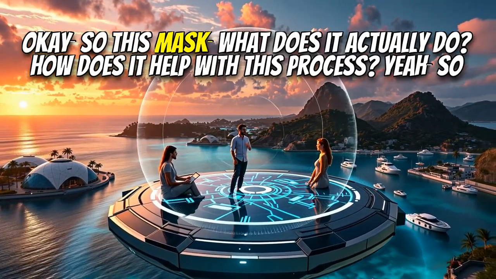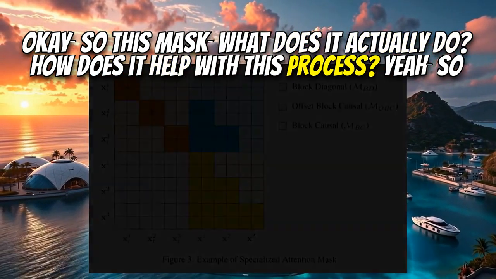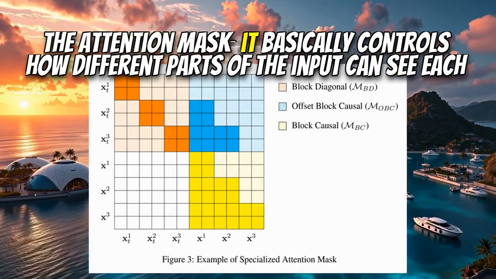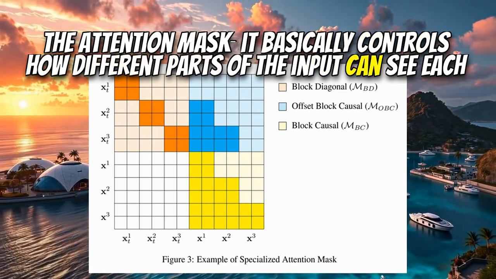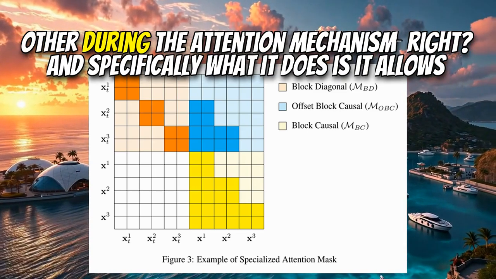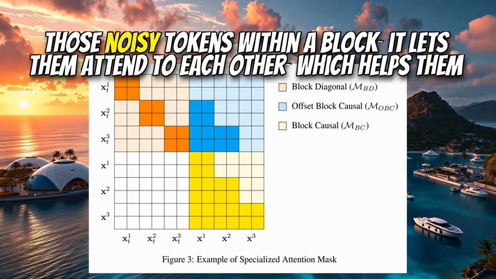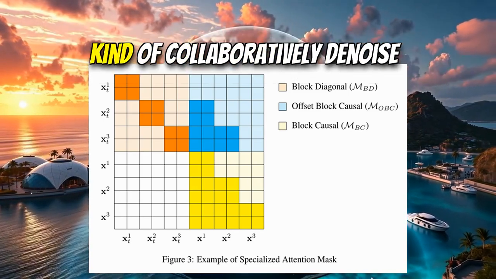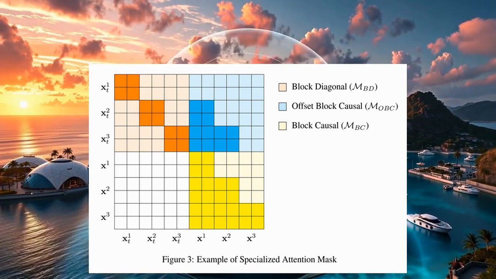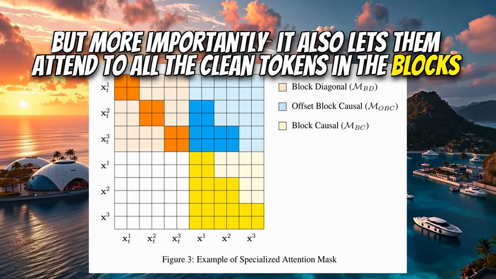Okay, so this mask, what does it actually do? How does it help with this process? Yeah, so the attention mask basically controls how different parts of the input can see each other during the attention mechanism, right? And specifically, it allows those noisy tokens within a block to attend to each other, which helps them collaboratively denoise. But more importantly, it also lets them attend to all the clean tokens in the blocks that came before.